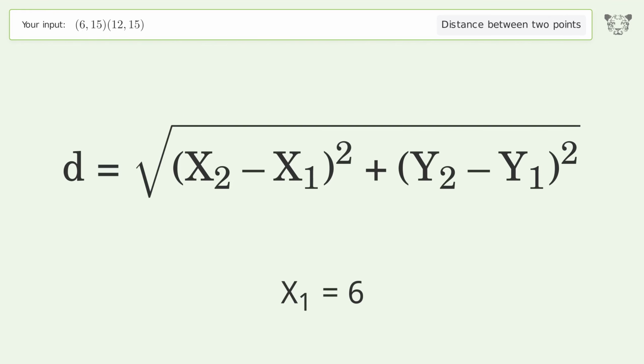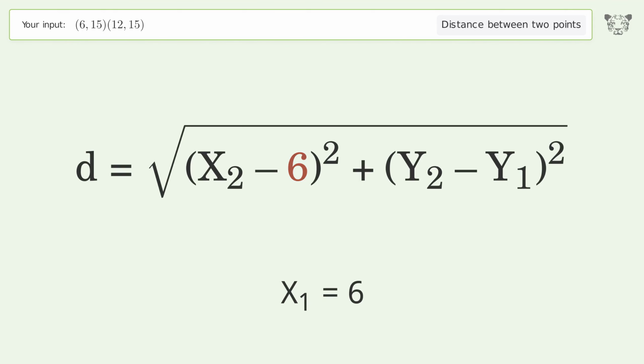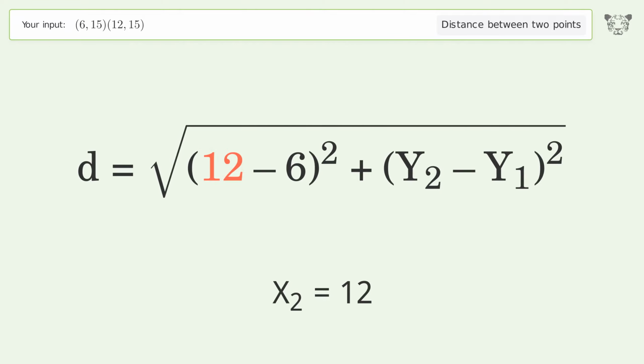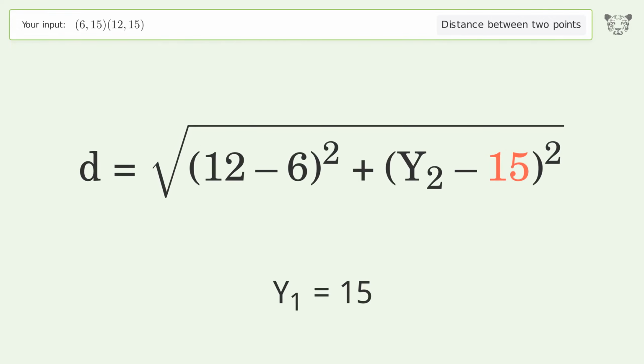x1 equals 6. x2 equals 12. y1 equals 15. y2 equals 15.